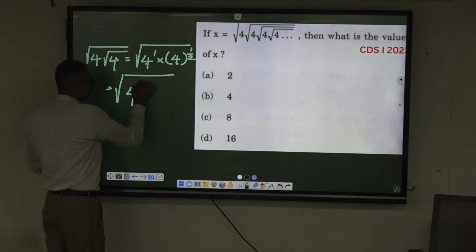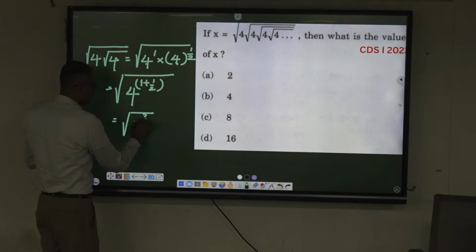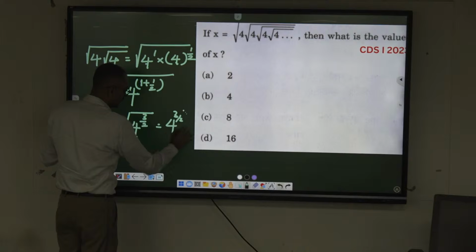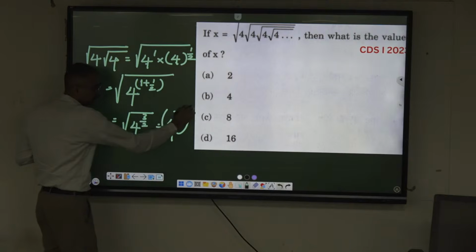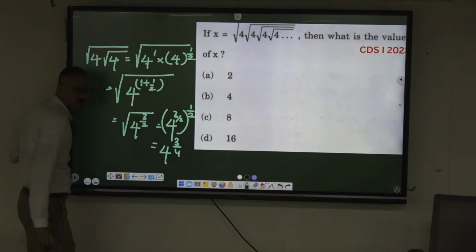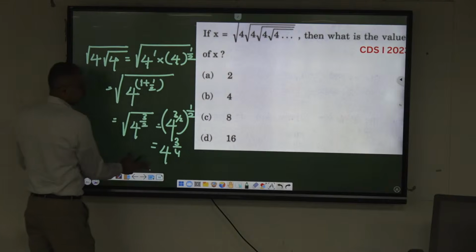4 to the power of 1 plus 1 by 2 can I take? Isn't it? So this is square root of 4 to the power of 3 by 2, which can also be written as 4 to the power of 3 by 2 whole power. This square root again becomes 1 by 2. So 4 power 3 by 4. Okay, remember this.